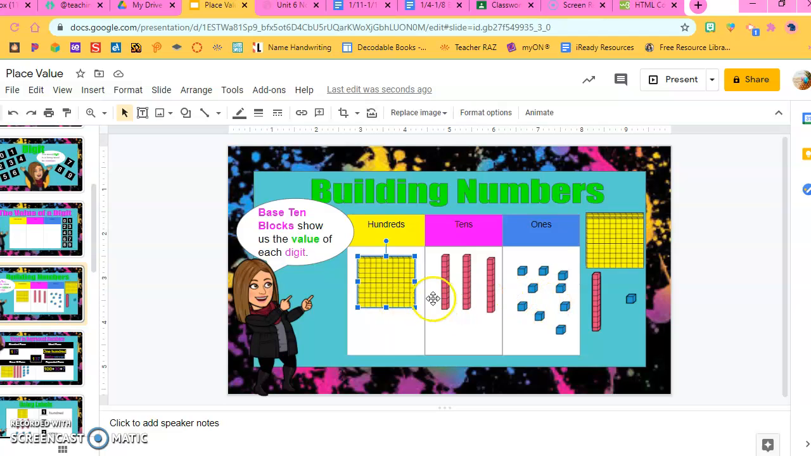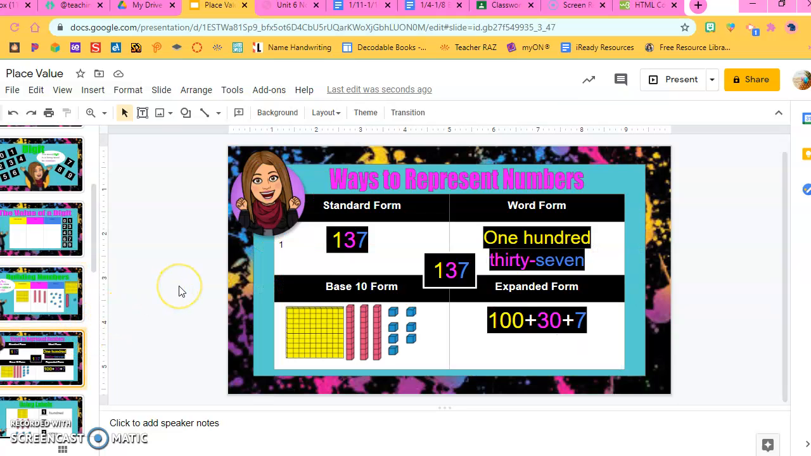So we're going to be using these base 10 blocks to represent different numbers. That's one way to represent numbers. And sometimes we call that building numbers because it's kind of like building with Legos or with blocks to represent the number. There's also a couple other ways that we're going to learn to represent numbers. So we just talked about base 10 form, and that's this form right here using the base 10 blocks.